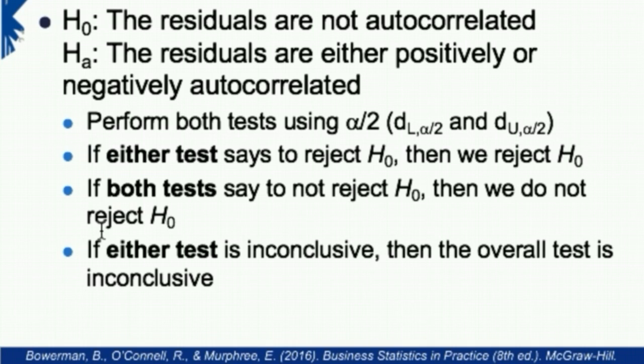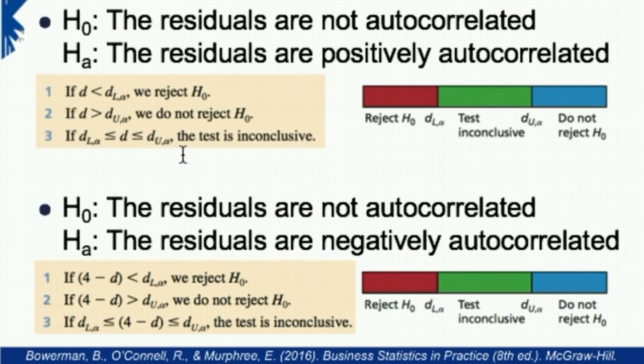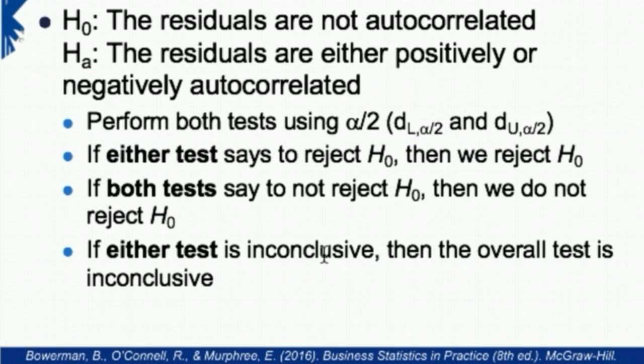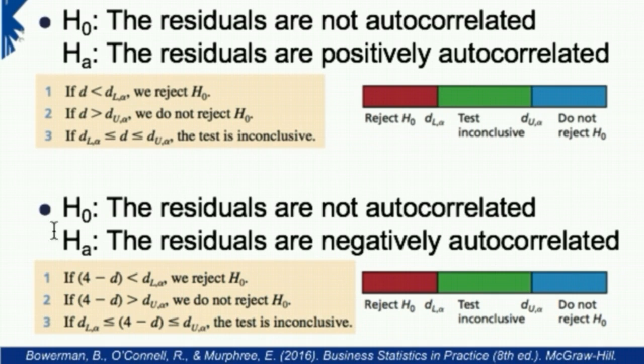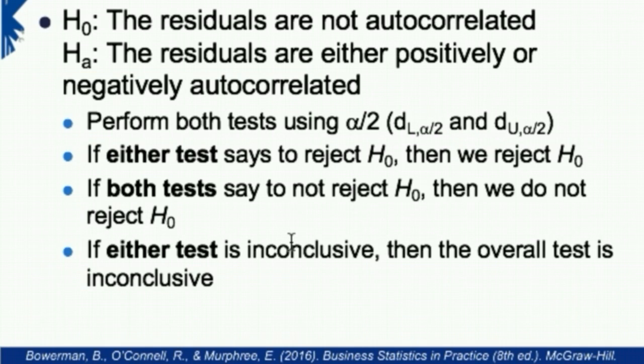Finally, if either test is inconclusive, meaning any of these two tests results to inconclusive results or interpretations, then it means that the overall test is inconclusive. So if the first one is inconclusive and the other one is do not reject the null hypothesis, then it means that we cannot say if the residuals are autocorrelated or not.